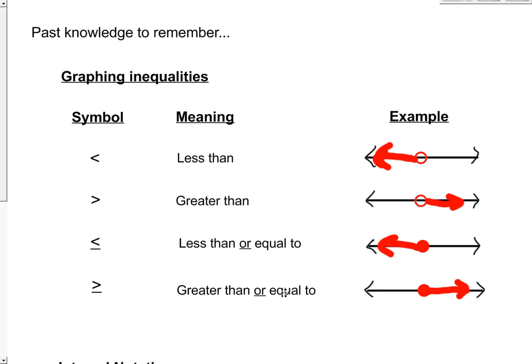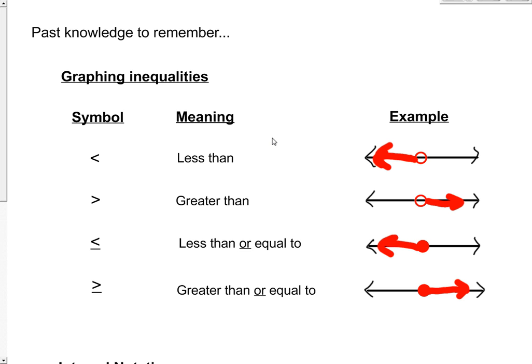One thing to remember is that you are always reading these symbols from left to right. So the left side is less than the right side. The left side is greater than the right side. So as far as understanding what these symbols are saying, you're usually reading them left to right.